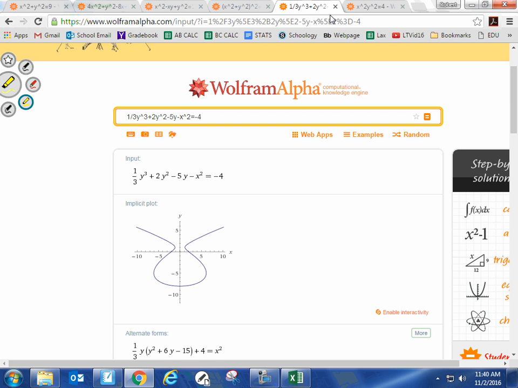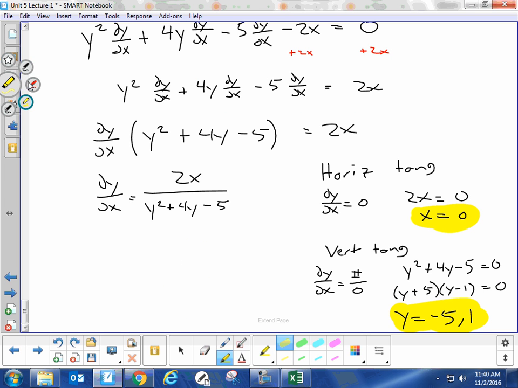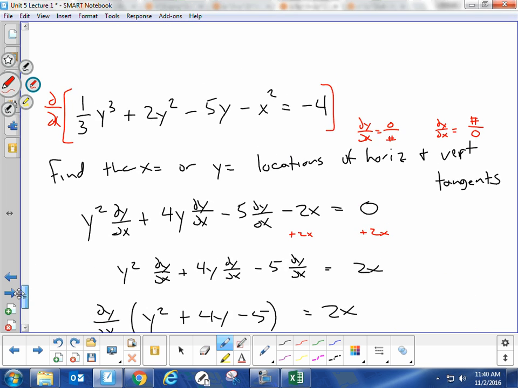However, I just asked you for the x coordinate or the y coordinate. What if I asked you for the xy coordinate? What would you have to do? Plug them in where? You'd have to plug them into the original. Now, for this situation, if I plugged in 0 for x to find the y, I'd have to solve 1/3 y cubed plus 2y squared minus 5y equals negative 4, something that I would not be able to do by hand, okay?